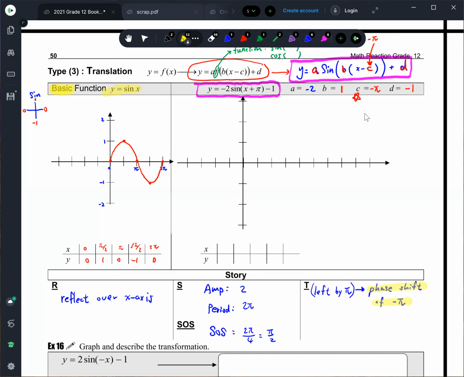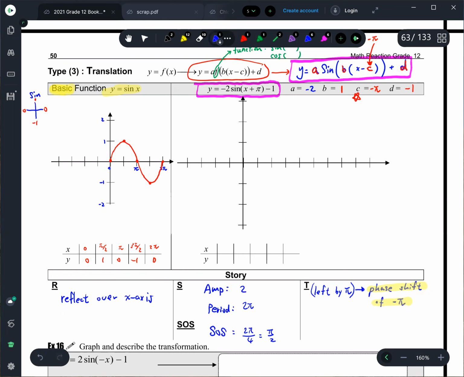Right, because later on sometimes they will say, okay, this graph has a phase shift of 3. If the phase shift is 3, because 3 is positive, that means it will be moving to the right by 3. So the left and right depends on whether it's positive or negative. Any questions so far? Okay, just a new term to learn.